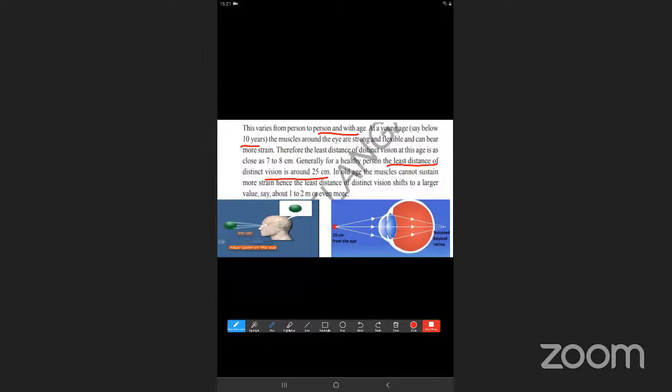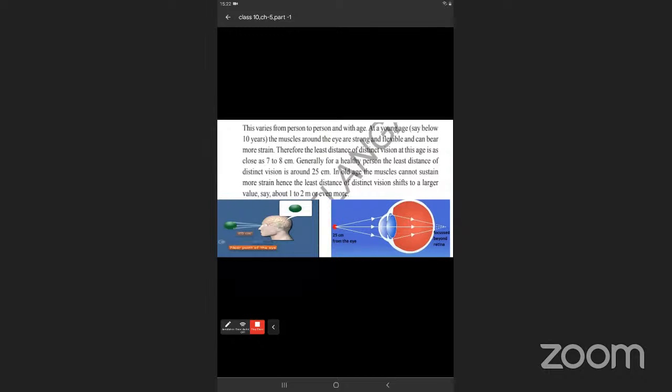In old age, the muscles cannot sustain more strain, hence the least distance of distinct vision shifts to a larger value, say about 1 or 2 meters or even more. That's why the least distance of distinct vision varies from person to person and with age.